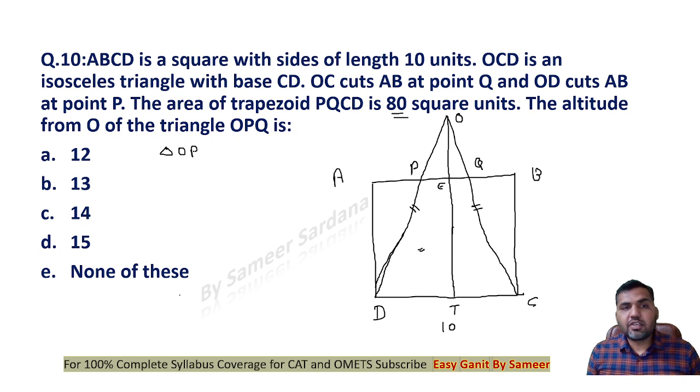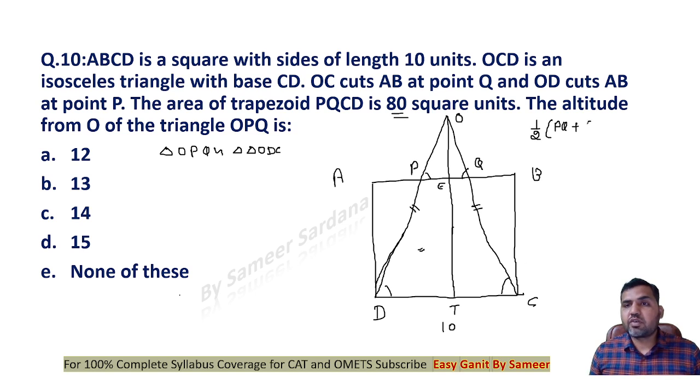Triangle OPQ will be similar to triangle ODC, right? Because this angle is the same as this angle, and this is the same as this angle. This is very, very easy to know, right? Because it is given to me that the area of trapezoid PQCD is equal to 80 units. We know that the area of a trapezium is half into the sum of parallel sides. The sum of parallel sides is PQ plus CD, which is 10 into the height of the trapezium. The height of the trapezium is the same as the side of the square, that is 10.